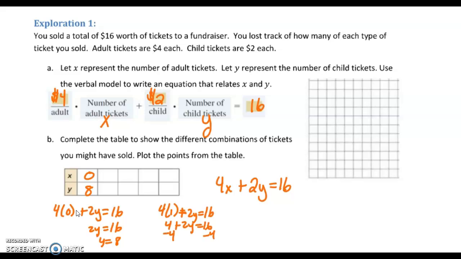Subtract the 4. You get 2y equals 12. Divide by 2, so y equals 6. So you could sell 1 adult ticket and 6 child tickets.